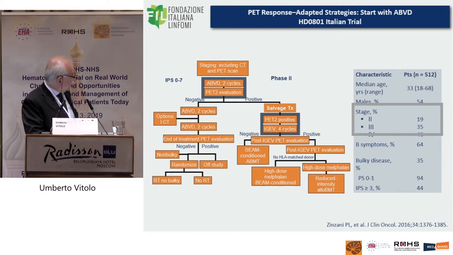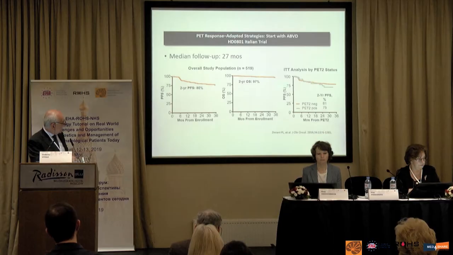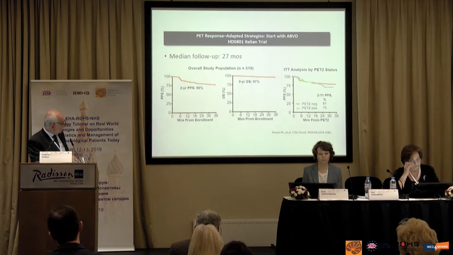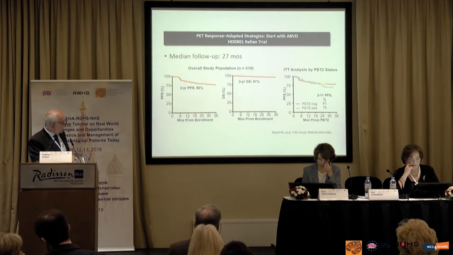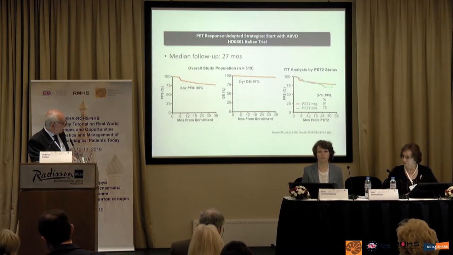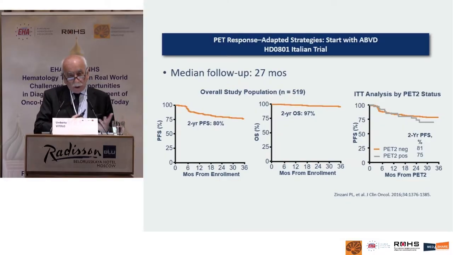The results of the study are shown in these slides. You see overall, there were very nice results, with an overall survival for advanced Hodgkin lymphoma patients of 97%. And if you look at the patients who were PET positive and were early intensified, their outcome compared to the past is exactly the same as that of the PET negative patients. So it means that if you shift early patients who were PET positive, you can rescue them and change their outcome.